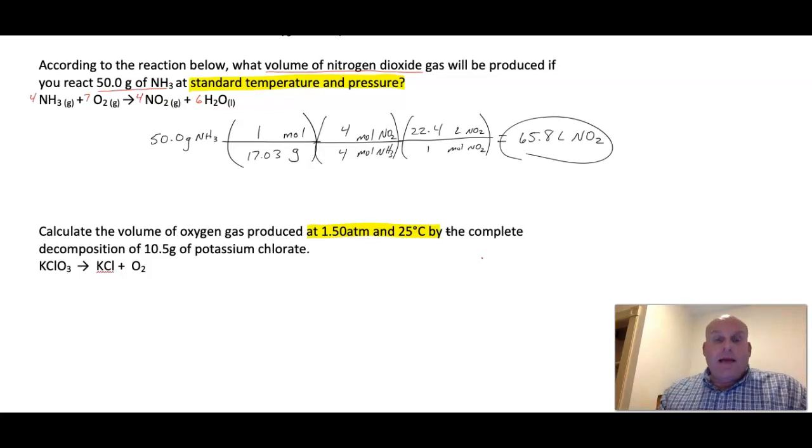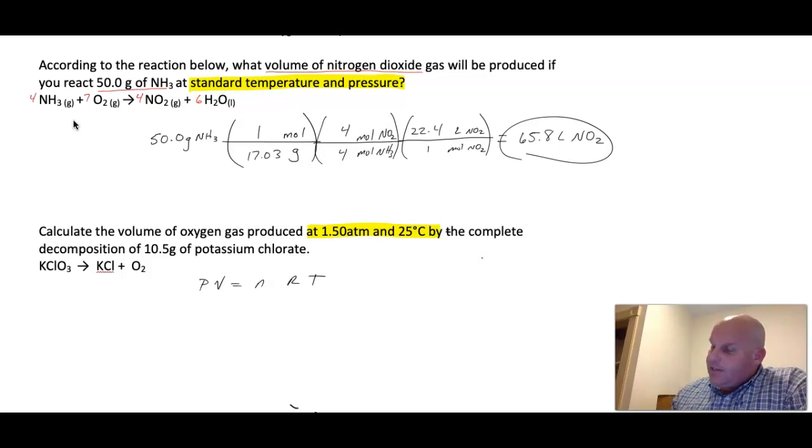So that's what I am allowed to do if it's at standard temperature and pressure. I can use the molar volume of a gas, 22.4, as a conversion factor from moles to liters. Now, what happens if my gas is not at STP? Well, if it's not at STP, we have to use the ideal gas law equation to account for those differences in pressure and temperature.